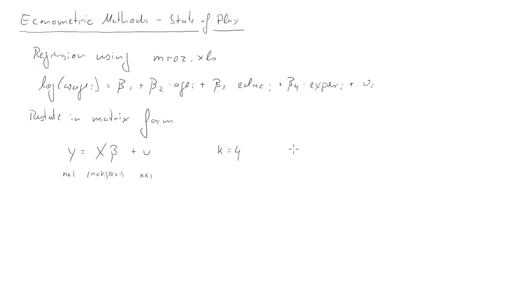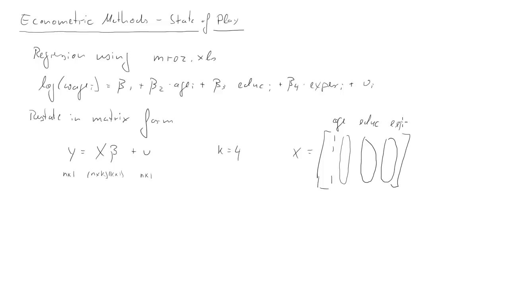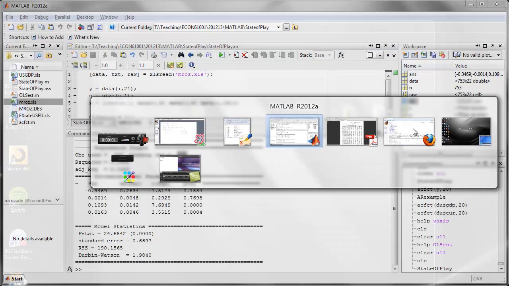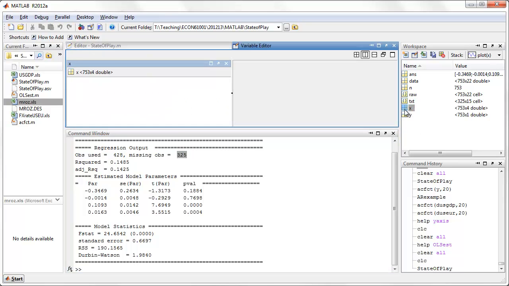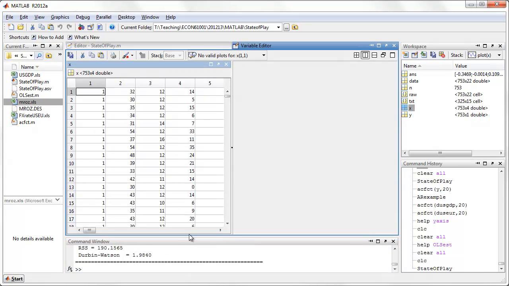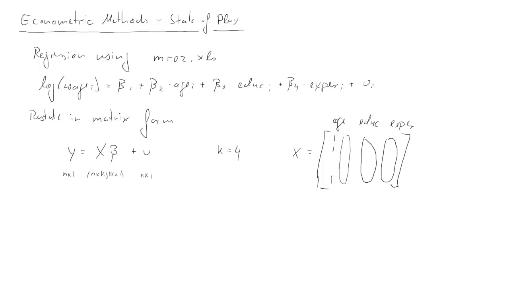That was 4. So X was a matrix that included a constant, then a vector of values which were the age, another vector of values which were education, and another vector of values which represented experience. If we open X in MATLAB, this is exactly what we can see: a matrix with 4 columns.